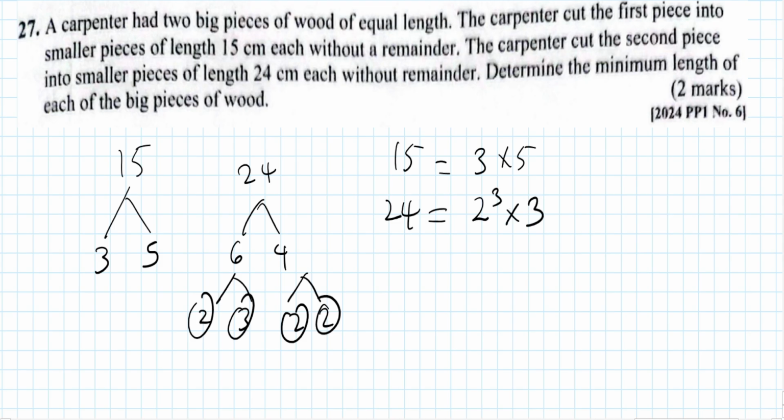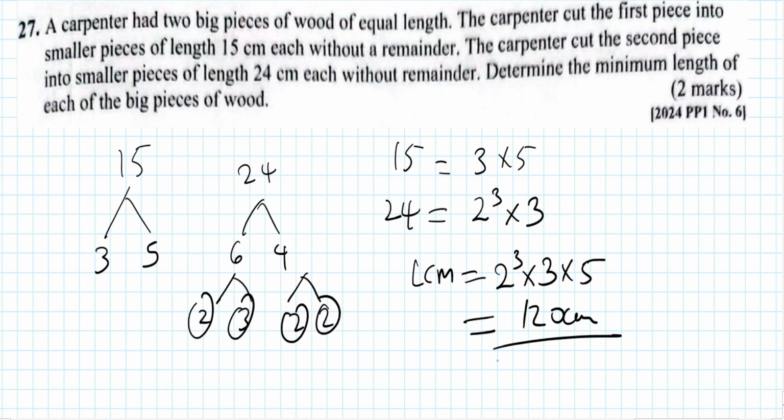Now the LCM, starting with the 2, is going to be 2 cubed, followed by 3, then followed by 5. So 2 cubed times 3 times 5 is going to give us 120 centimeter. That is the answer.